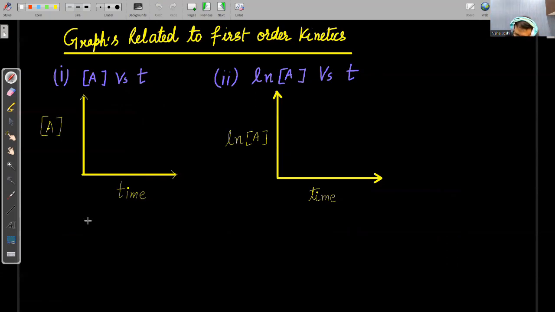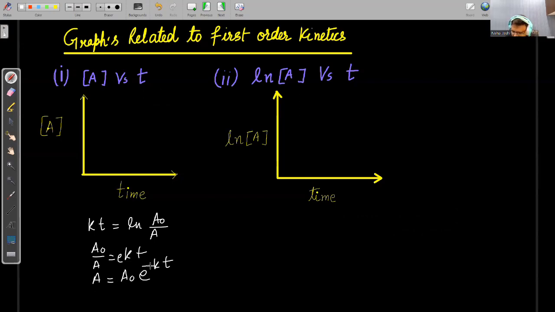So graph related to first order reaction, when we are discussing the graph, the first is when we are writing integrated rate law equation, we are writing that KT is equal to ln A naught upon AT, है ना. इसको और अगर हम simplify करें, AT is A, तो हम ये कह सकते हैं कि A naught upon A is equal to E to the power K into T. सॉरी, बेस यहाँ पे E है. और from there we can write that A is equal to A naught, और AT is equal to A naught E to the power minus K reaction into time T.